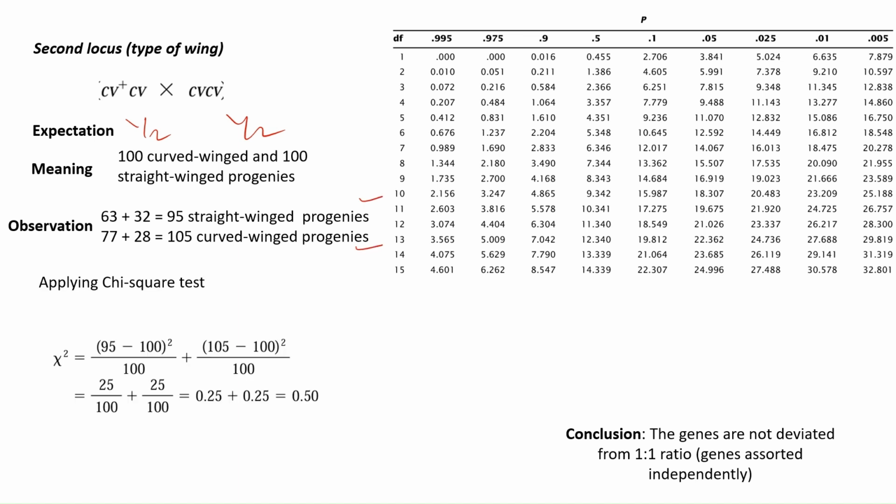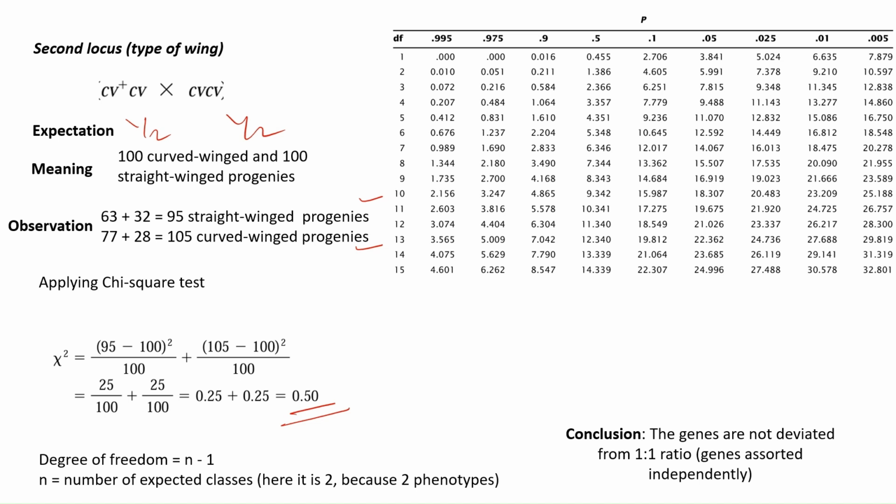Again, we have to apply the formula. After solving, we'll get the result as 0.50. Now here also degree of freedom is 1 because number of expected classes is 2, curved wings and the straight wings. So 2 minus 1, 1.